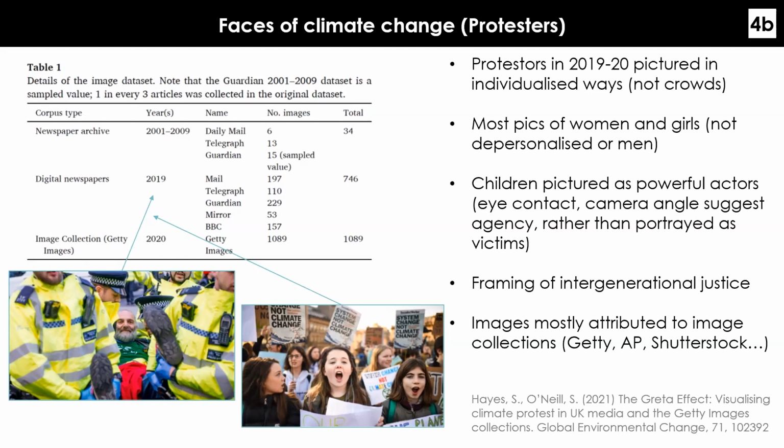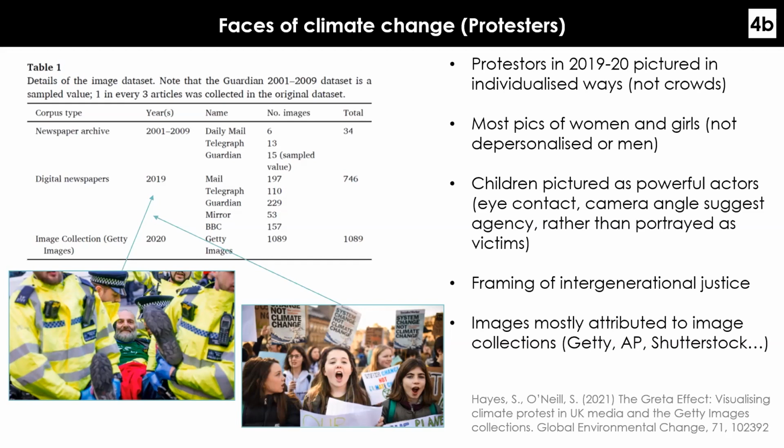The camera angle suggests agency, children given power. Sylvia's done a bunch of interviews with photojournalists, and they're talking about how, because obviously a photojournalist is generally a man, or sometimes a woman, it's an adult, and they're getting down on their knees so they can photograph up into the faces of those children to give them agency. So they're not portrayed as victims. And we argue that there's this framing of intergenerational justice, and it's a real change from what we've seen earlier. And as I know, many of those images are attributed to image collections.